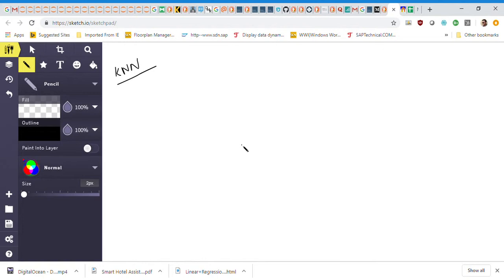So we'll draw a graph and we'll try to explain how it works. Okay, so just one thing you need to know here: what is the point on which KNN works. KNN works on the principle of distance between the two points and the similarity between the features. Okay, so how it works is, suppose I draw a graph here.